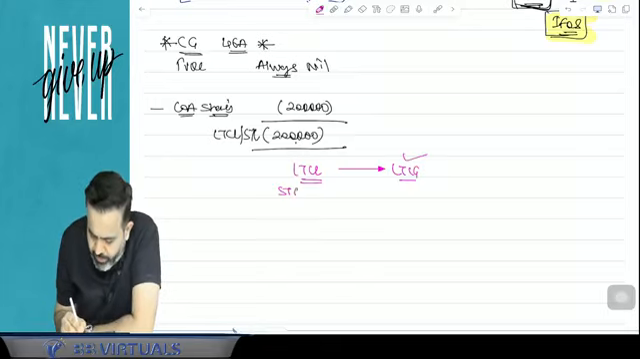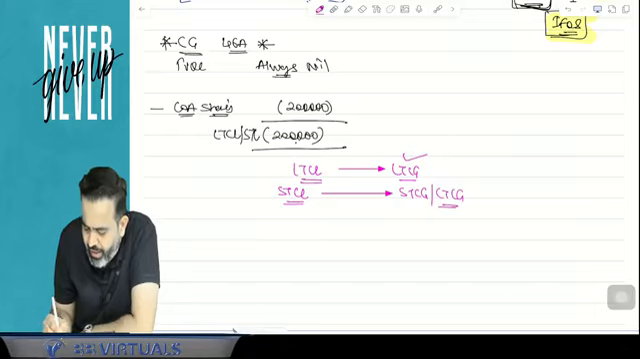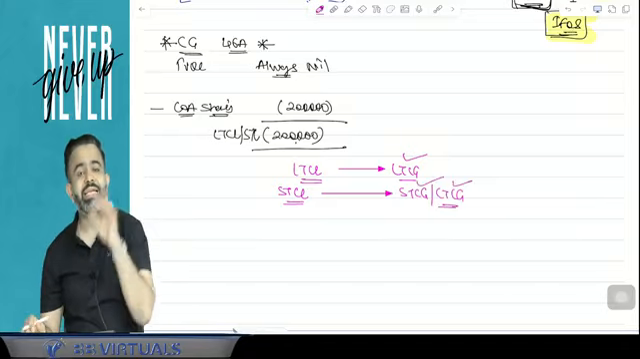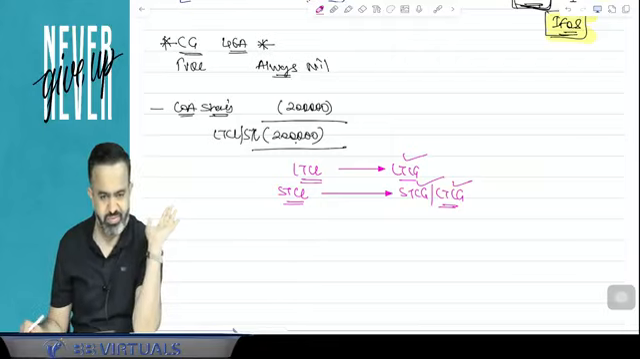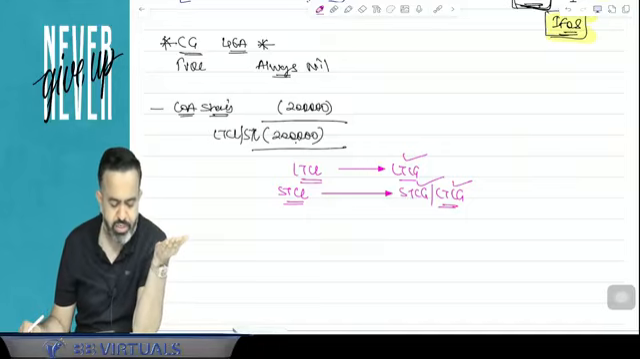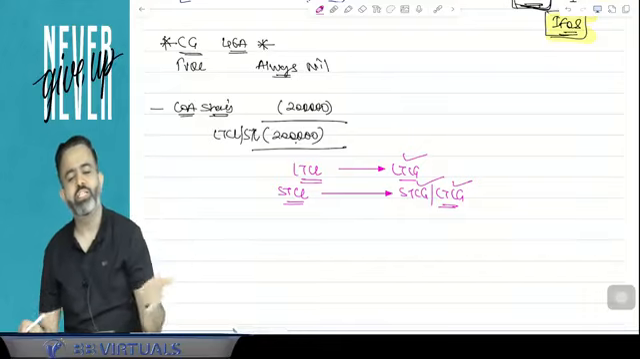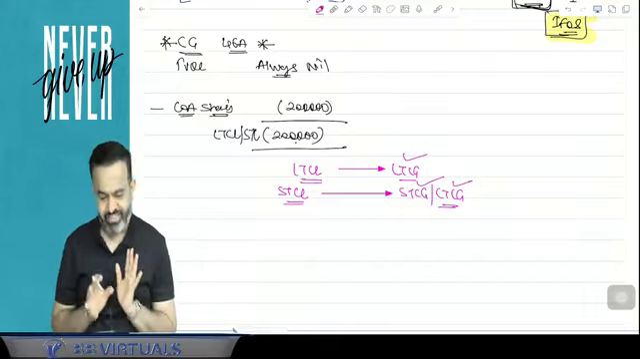And if there is a short-term capital loss, that can be set off either against the short-term capital gain or long-term capital gain, but it cannot be set off against any other gain. So if there is a long-term capital loss, that can be set off only against long-term capital gain. And guys, short-term capital loss can be set off only against short-term capital gain or long-term capital gain.